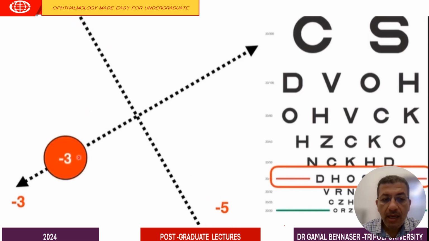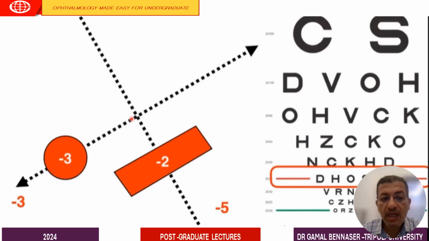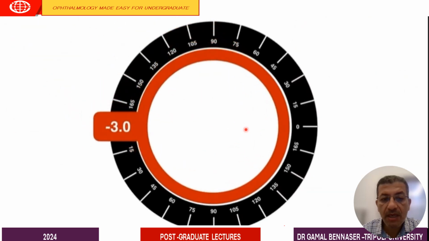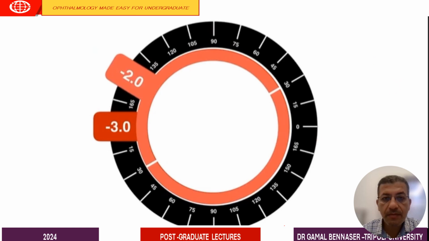Now we regard this as a sphere power of -3, and the difference between the 2 meridians will be -2. So the needed glasses will be -3 sphere, -2 cylinder, but we need it to work in this meridian, so it will be at this axis, that's the 30 degree. So the final prescription will be -3 sphere, -2 cylinder at 30 degree. Okay, this is the final prescription of the patient. This is how we do subjective refraction.